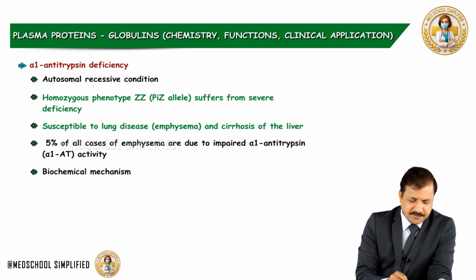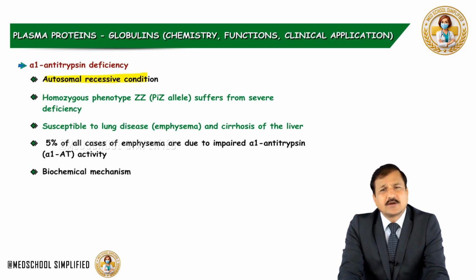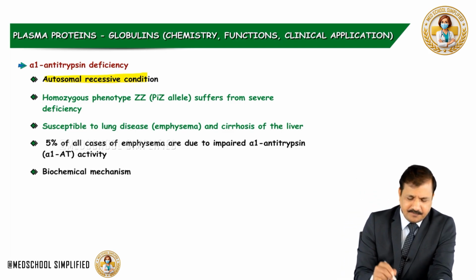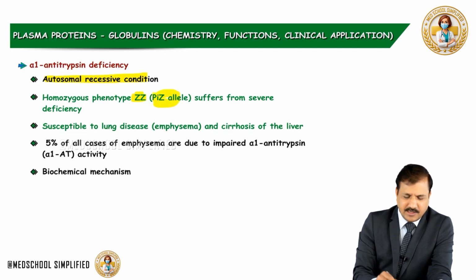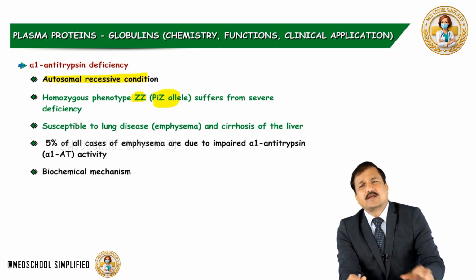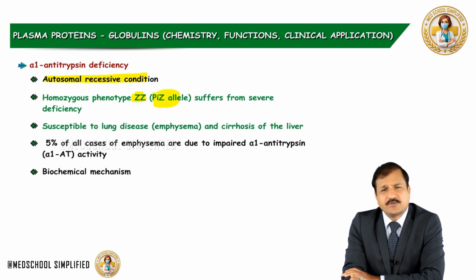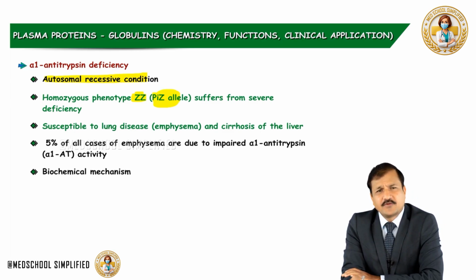So, alpha 1 antitrypsin deficiency, which is genetically mediated, follows an autosomal recessive inheritance pattern. So, the homozygous phenotype, that is the ZZ homozygous phenotype related to the PIZ allele, these people suffer from more severe deficiency of alpha 1 antitrypsin compared to any other phenotype.